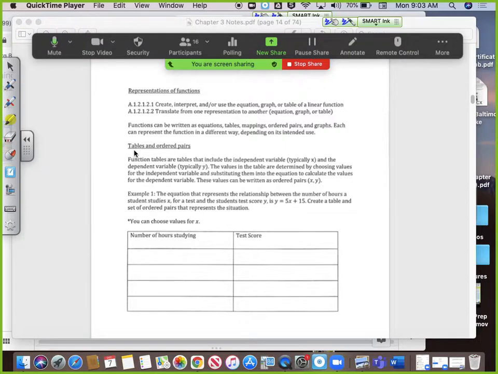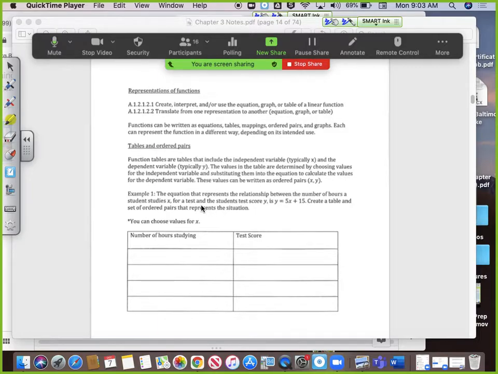Let's first start with this here that says functions can be written as equations, tables, mappings, ordered pairs, and graphs. Each can represent the function in a different way depending on its intended use. So let's first look at tables and ordered pairs. Function tables will include independent variables, which like I said is typically x, and dependent variables, which is typically y. The values in the table are determined by choosing values for independent variables and substituting them into the function to figure out what the dependent variable is, and then those answers are given as ordered pairs x, comma, y.